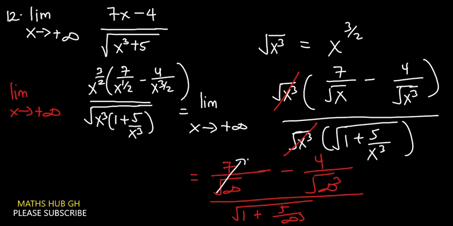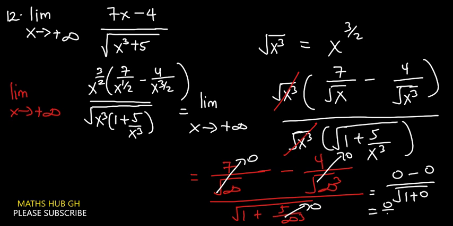This value here will approach 0. This will also approach what? 0. And then this value will also approach what? 0. So at the end, you're just going to have 0 minus 0 divided by the square root of 1 plus 0, which will give us a value of what? 0 over 1. Okay, and then that will be equal to what? 0. So that will be our answer for this example also.